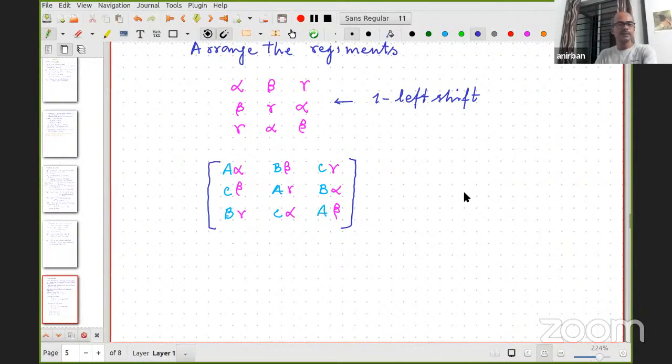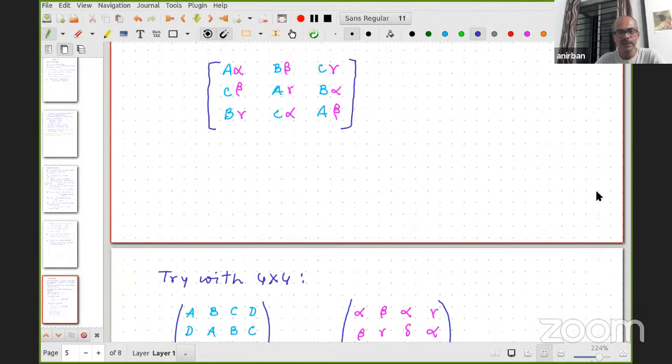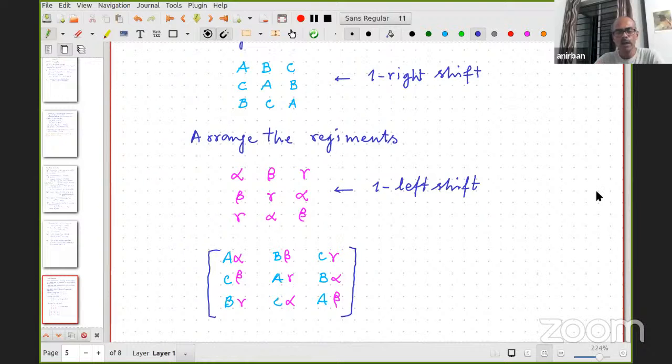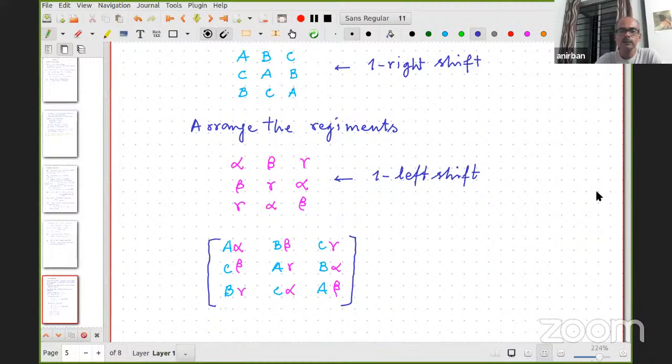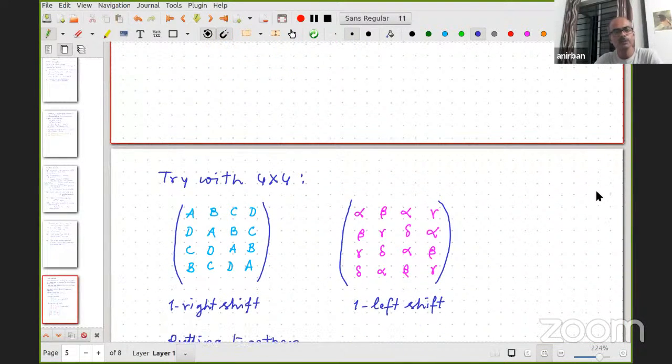So let's try another example. Let's try 4 cross 4. I think I have written it out. Let's try the same thing. What we have done is make one right shift to the ranks and one left shift to the regiments, and then put them together. So now let's do the same trick with 4 cross 4.